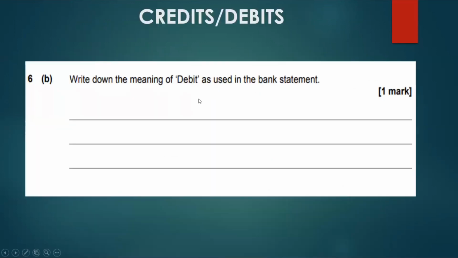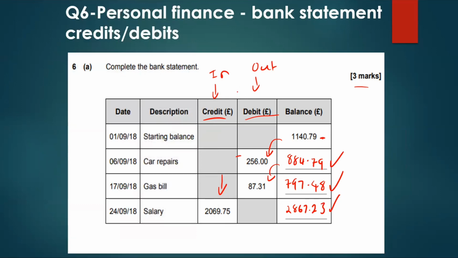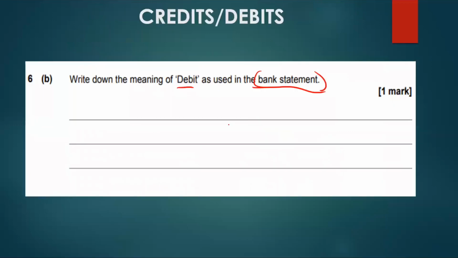Question number 6b then says write down the meaning of debit as used in the bank statement. So as it says, as used in the bank statement, we need to link back to our bank statement that we've just worked out. And so like I've told you, debit is going out. Okay, so the money's being taken out. So anything along the lines of you being able to describe that the money's coming out, that will get you the mark. So money being taken out of the account, I would say.